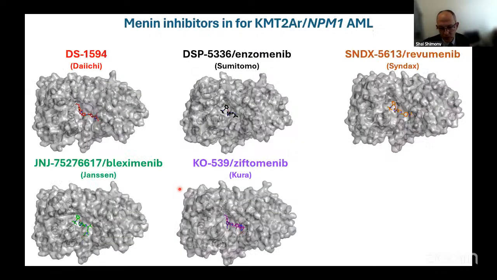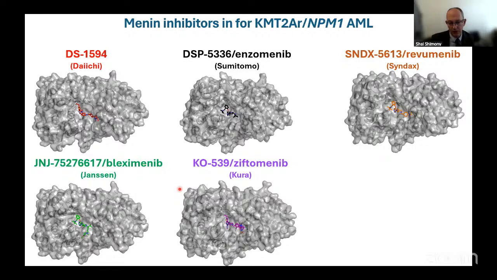Now, revimenib is only one of 5, and there are more to come. This is the one that is approved now, but my estimation is that at least 1 or 2 will be approved in the near future. But we'll wait for the data to show that.